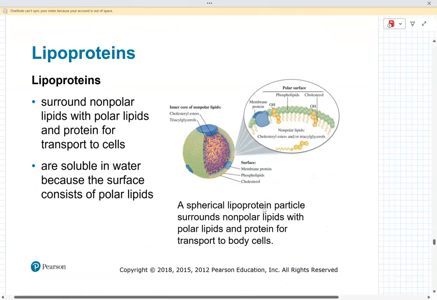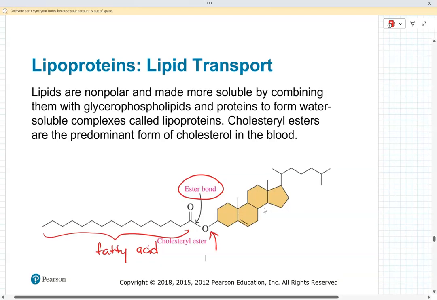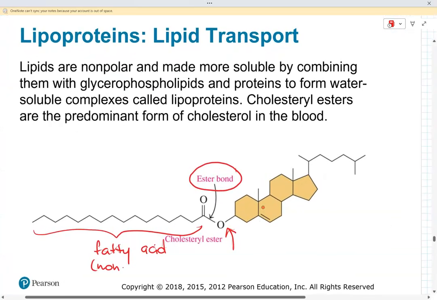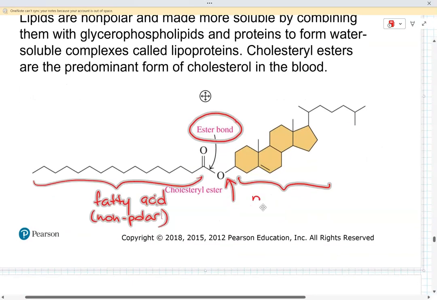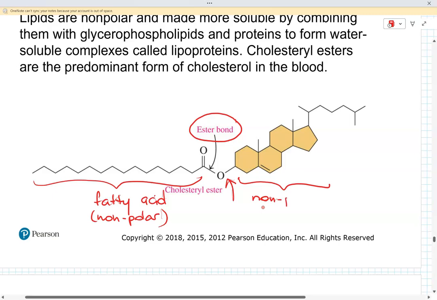Now, I want you to take a look at this molecule and tell me one simple thing. Overall, based on your knowledge of organic compounds, is this molecule polar or not? What do you think? Non-polar, of course. Fatty acid. Non-polar, right? This whole cholesterol ester is non-polar.